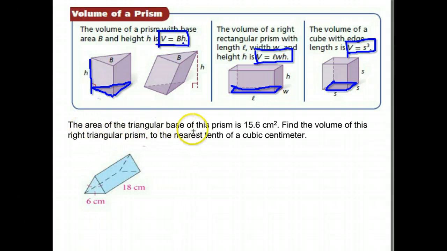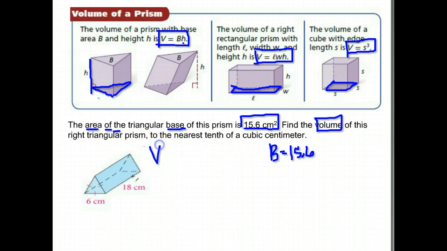The area of the triangular base of this prism is 15.6 centimeters squared. Okay, so they gave us the area of the base. That's our capital B. Find the volume. So we know we need the formula for volume of a prism. The volume equals the area of the base times the height for a prism. Now they gave us the area of the base this time. We don't have to calculate any of that.